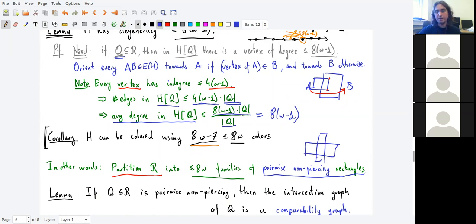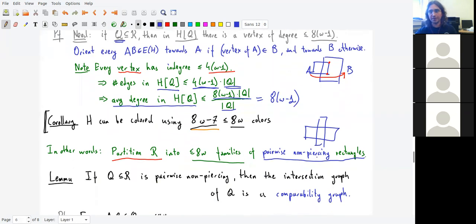So now the idea is that we will focus on each of those families separately and color them, and then take the union of those colorings by assigning a different palette of colors to each of those families. And the key observation now is that if I look at any subfamily of rectangles that is pairwise non-piercing, then the intersection graph of this family is actually already very, very good. It is a comparability graph.